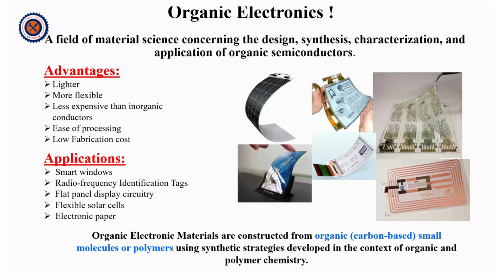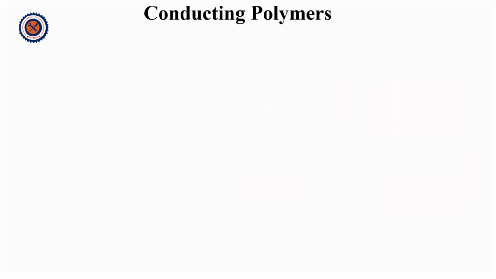Organic electronic materials are constructed from organic, that is carbon-based, small molecules or polymers using synthetic strategies developed in the context of organic and polymer chemistry.